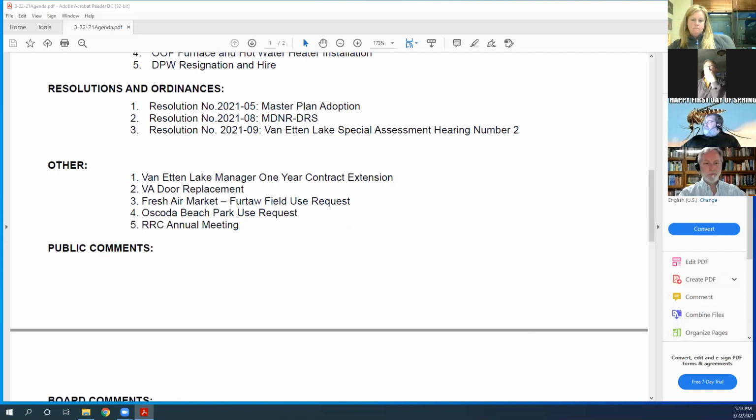I moved that we pass the resolution 2021-08 to apply for the Michigan Department of Natural Resources Recreation Passport Grant, and the amount would be $32,500. No, we would apply for the maximum, which would be 75% of that $130,000 figure. I amend my motion for the total application to be for 75% of $130,000.